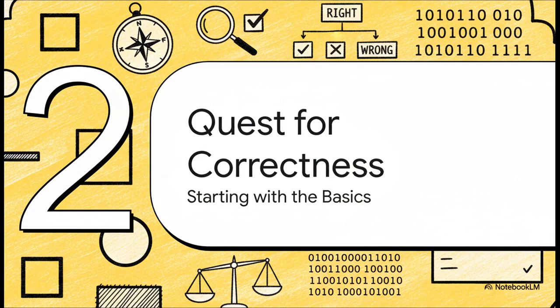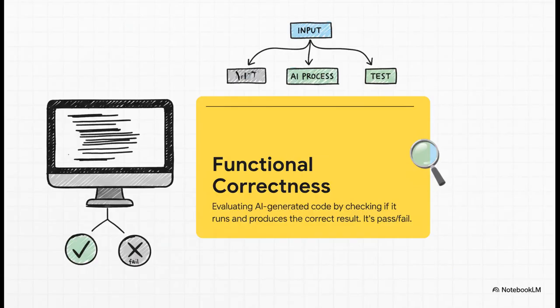All right, so where do we even begin? Well, you start with the basics, right? Let's kick off our quest for correctness by looking at the simplest methods, the ones where there's a clear, undisputed right or wrong answer. First up is something called functional correctness. This is perfect for tasks where there's zero gray area, like generating code.